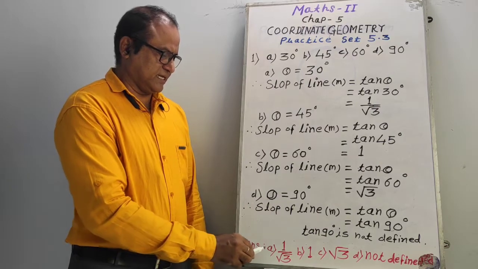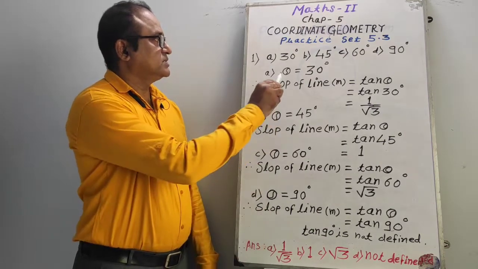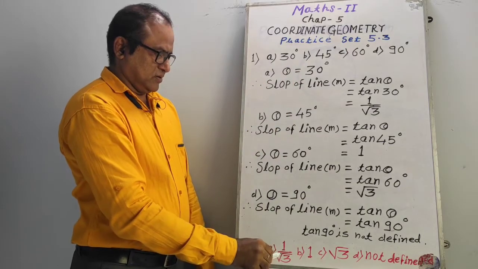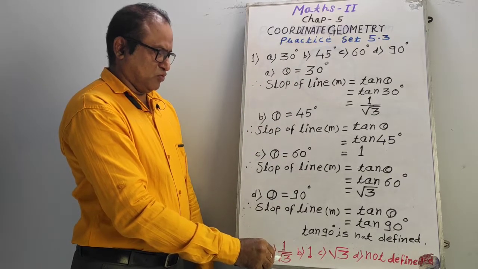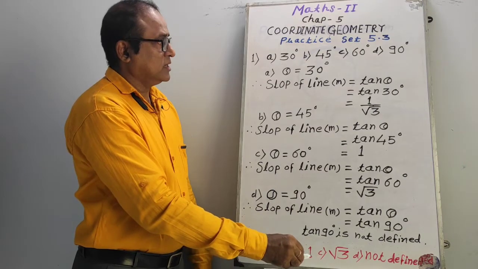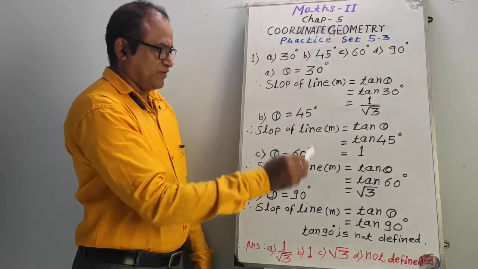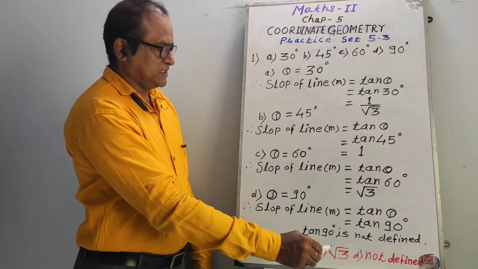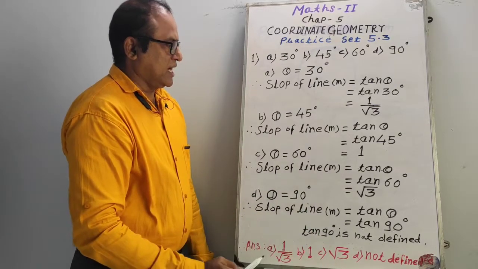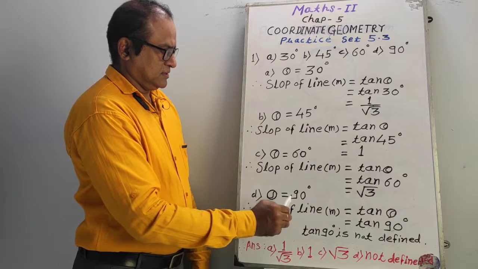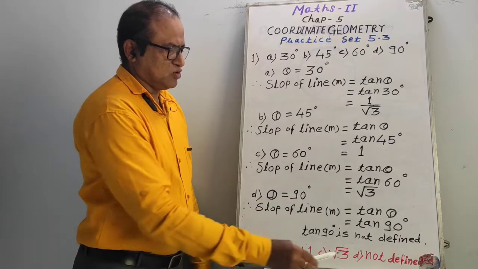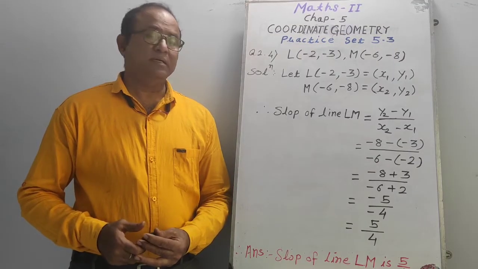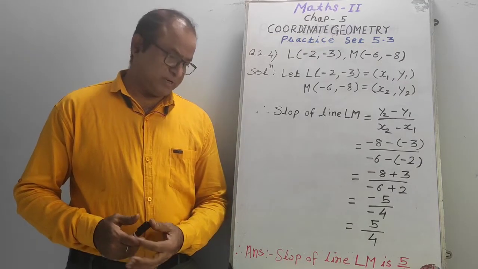Therefore, the answer is: A, for angle theta 30, the slope is 1 upon root 3. B, tan 45 is 1. C, tan 60 is root 3. And D, tan 90 is not defined. All of you understood? Next example, question number 2, example number 4.